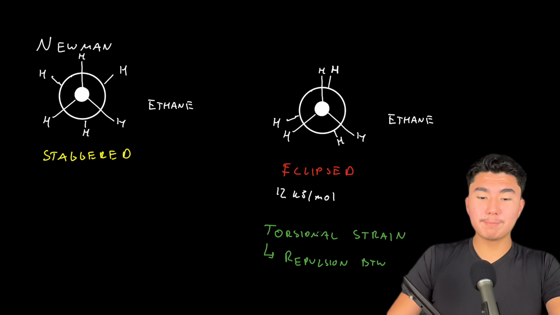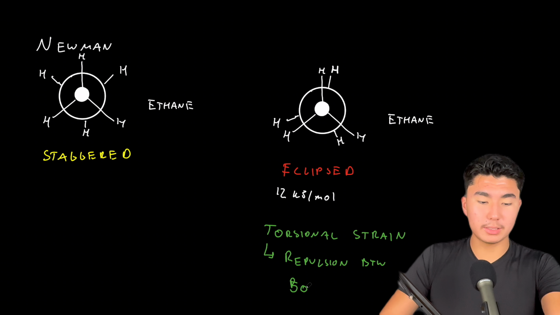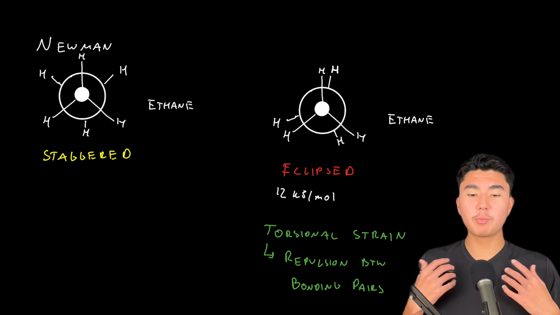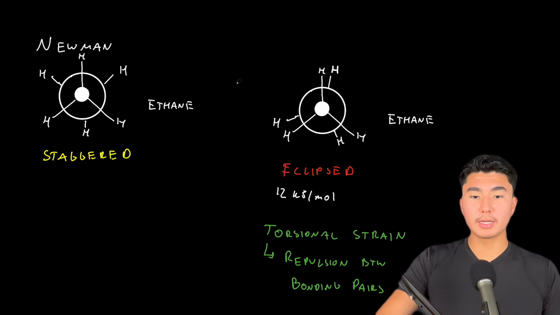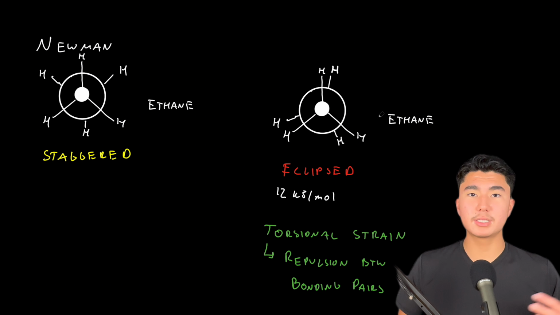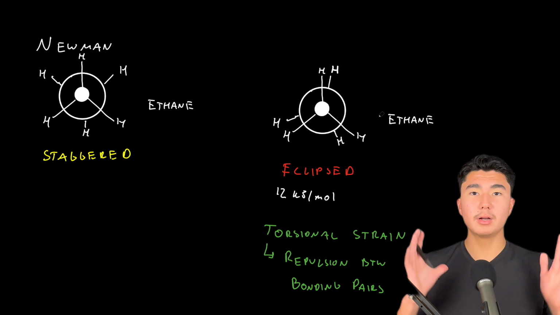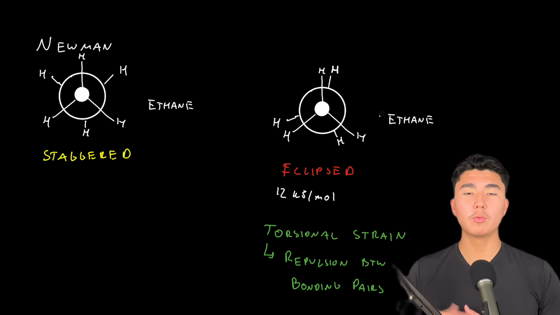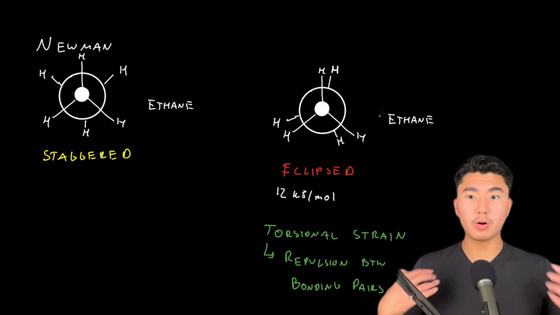So repulsion between bonding pairs. So this is going to be repulsion between bonding pairs. Like we said, our CH over here and our CH over here are not going to like each other. They're too close together. They're going to create this torsional strain, which makes an unstable molecule.